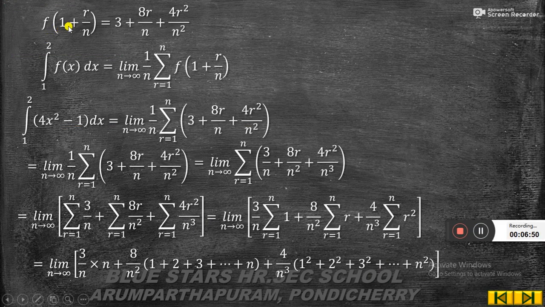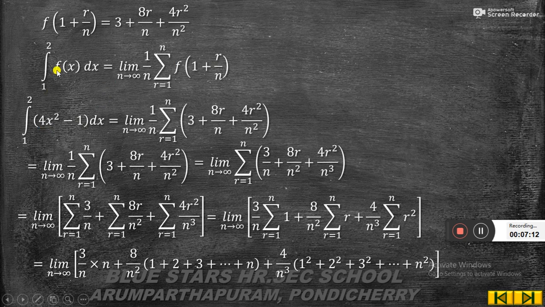So the next step, the answer is f of 1 plus r by n equal to 3 plus 8r by n plus 4r square by n square. This is the answer for f of 1 plus r by n. So now we apply the formula, that means the integral 1 to 2 of f of x dx equals the limit n tends to infinity of 1 by n summation r equal to 1 to n of f of 1 plus r by n.